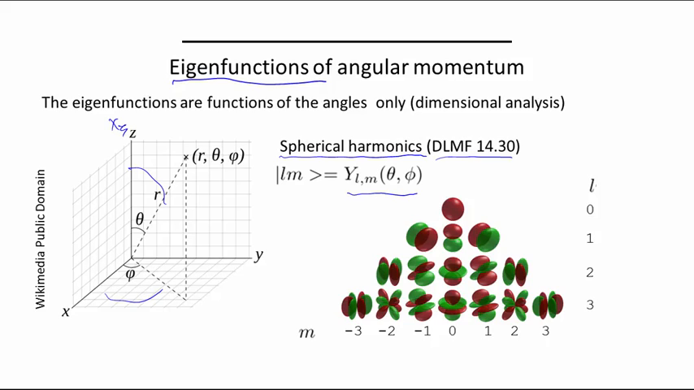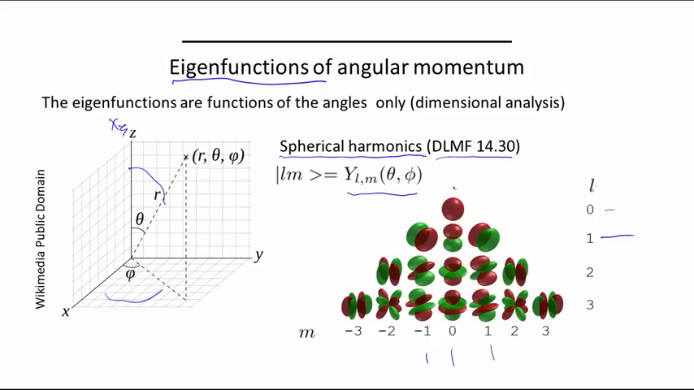And here is an image that shows the various spherical harmonics. For l equals 0, there's m equals 0 only. For l equal 1, there's m equal plus 1, 0, minus 1, and so on.